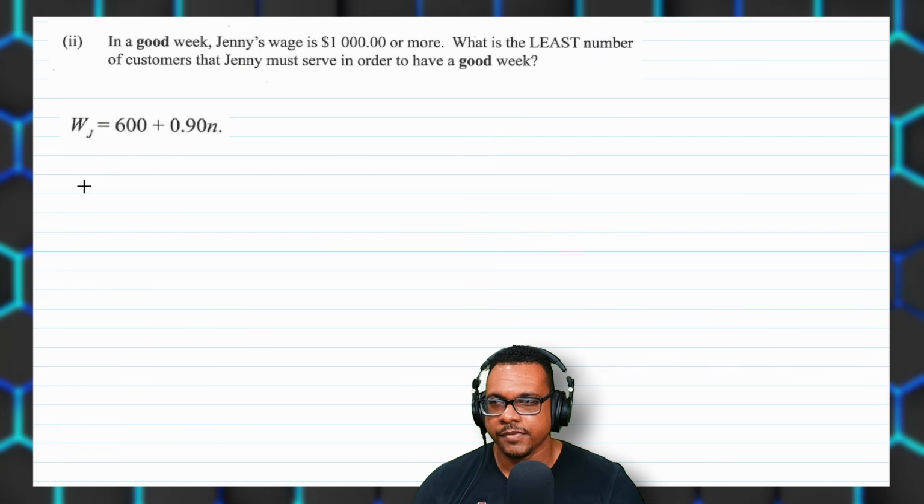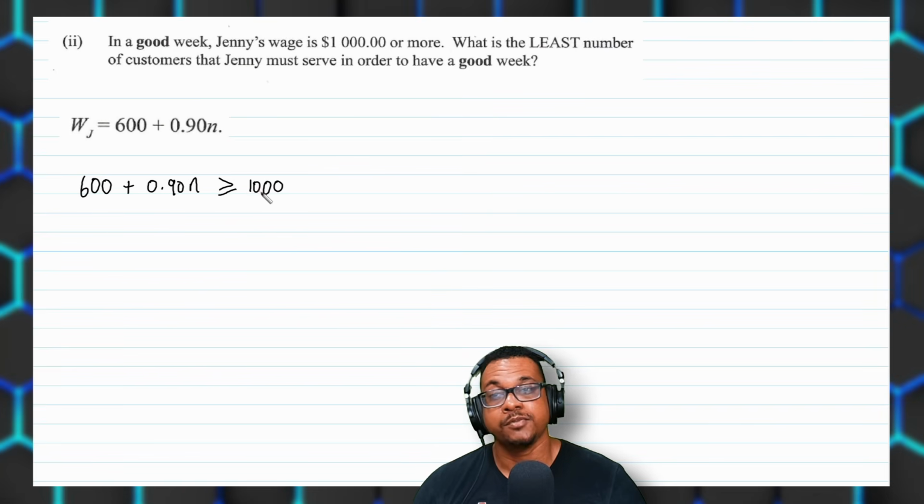So now what we'll do is put 600 plus 0.90 times N must be greater than or equal to 1,000. All right, because this is her weekly wage, and we're saying that the weekly wage, in order for her to have a good week, must be $1,000 or more. So now we're going to find the least number of customers that Jenny must serve in order to have a good week, which is finding the value of N for when this whole thing is greater than or equal to 1,000.